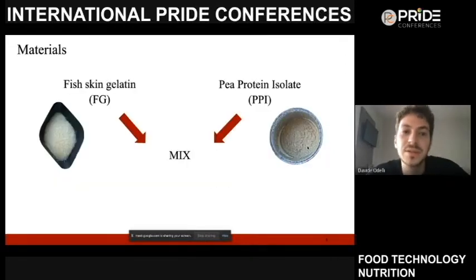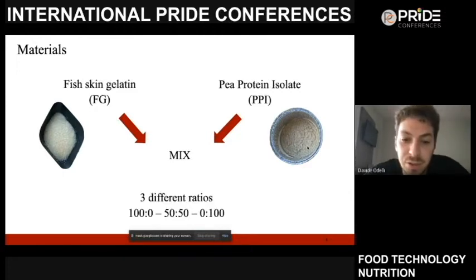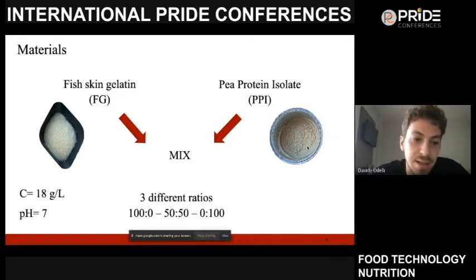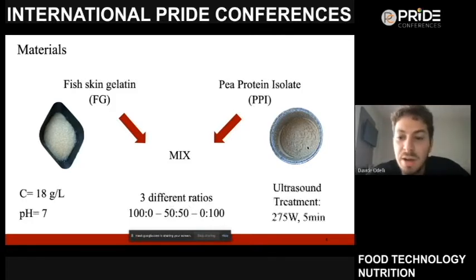To answer these questions, I started from the powders of both proteins, and I created three different particle suspensions with three different ratios: 100% fish skin gelatin, 100% pea protein isolate, and a mixture of 50-50% ratio of them. All the solutions were then standardized at a concentration of 18 grams per liter at neutral pH, and were then submitted to a high-intensity ultrasound treatment for 5 minutes at a power of 275 watts.